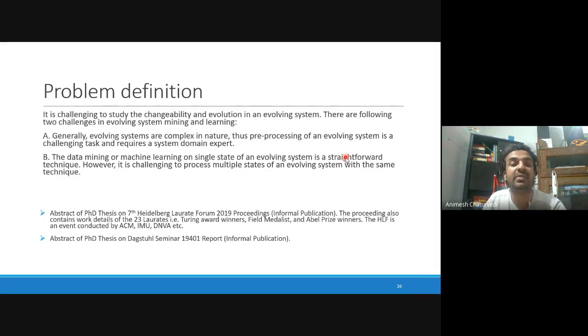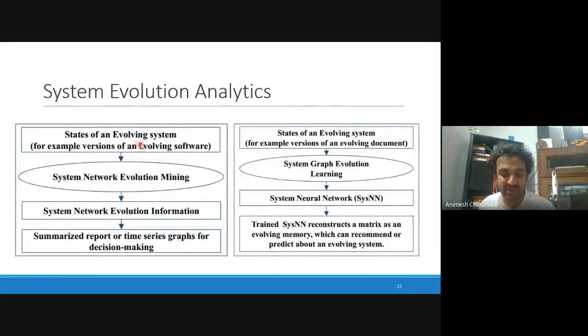That's the challenging part, and all these things were defined by me in the Heidelberg Laureate Forum and the Dagstuhl seminar, and various of my publications contain these types of problem definitions related to evolving system challenges. So I worked on this field and domain. You can have this type of formal abstract view of what I have done, and these are just abstract; the detailed research work is in other research papers in detail.